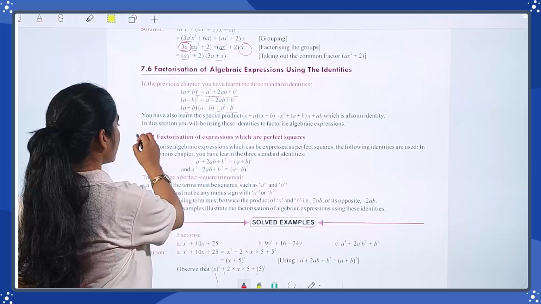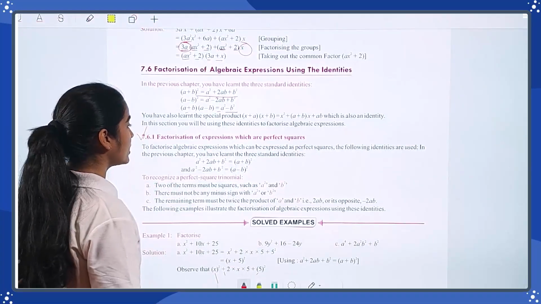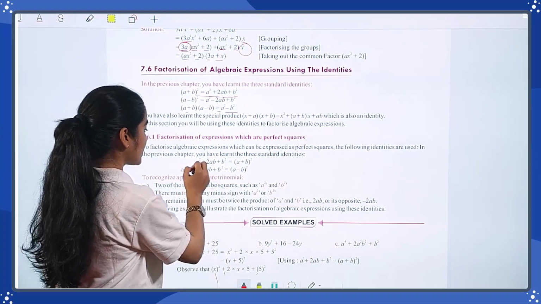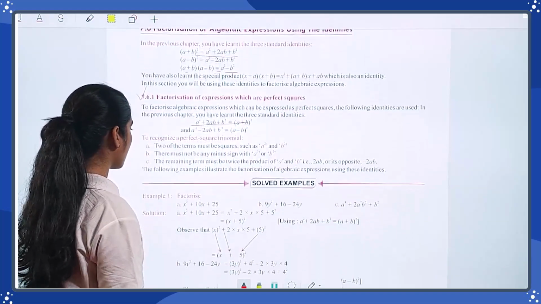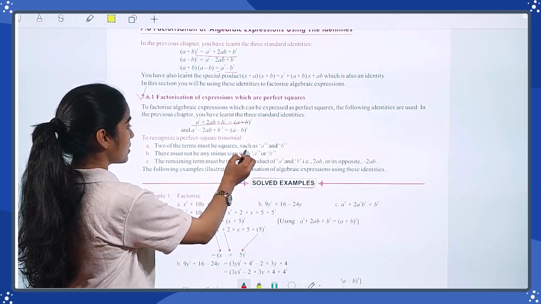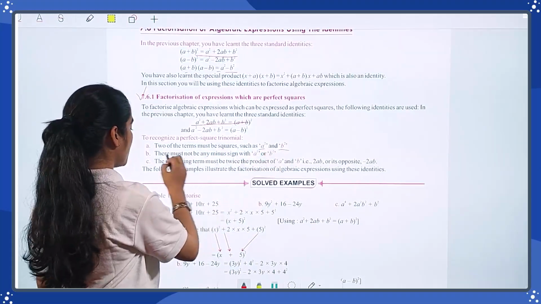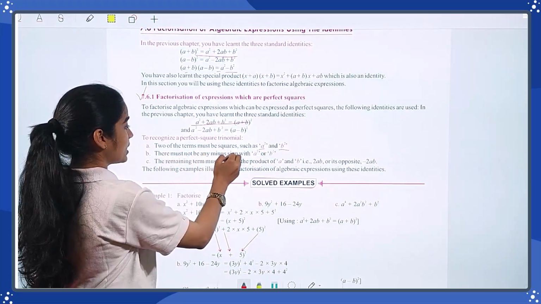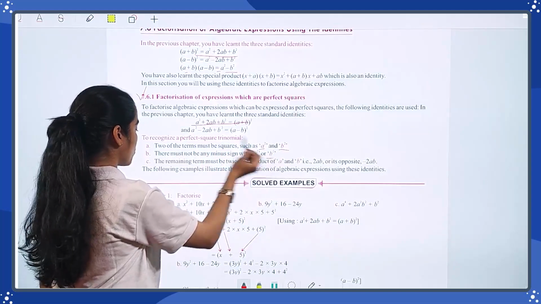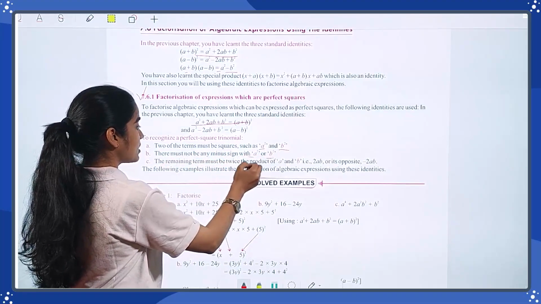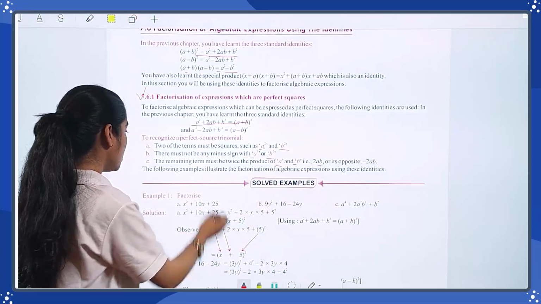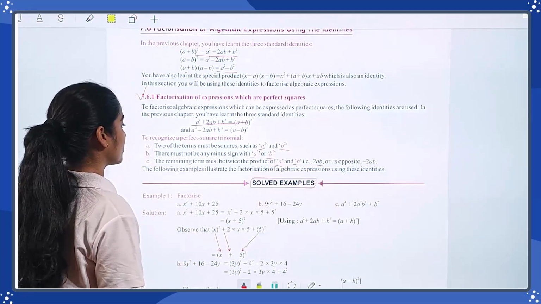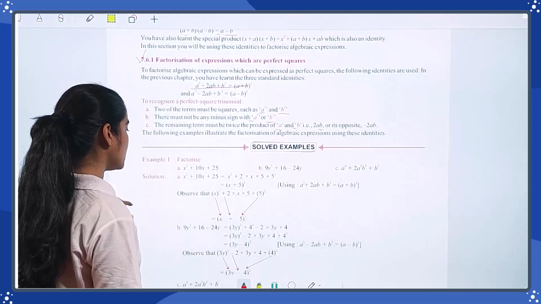Okay, now factorization of expressions which are perfect squares. So if we fulfill this identity, it means it is a perfect square. To recognize a perfect square trinomial, two of the terms must be square, such as A square and B square. There must not be any minus sign with A square and B square. The remaining term must be twice the product of A and B, which is 2AB, or its opposite minus 2AB. The following examples illustrate the factorization of algebraic expression using these identities.